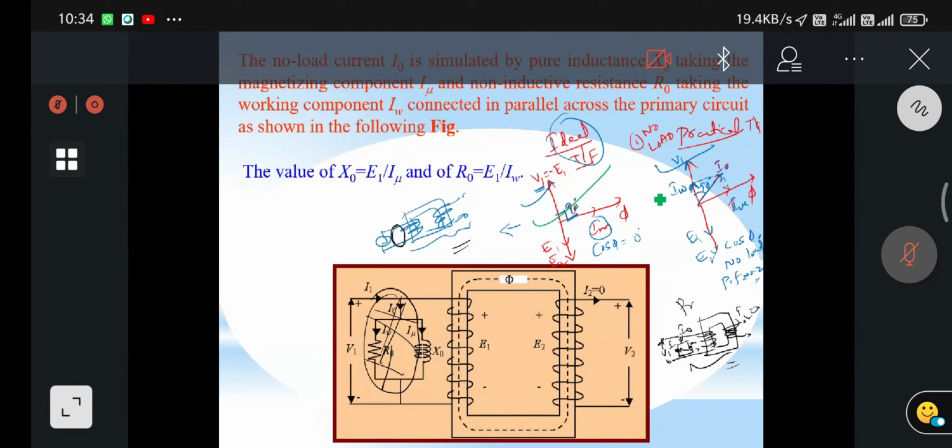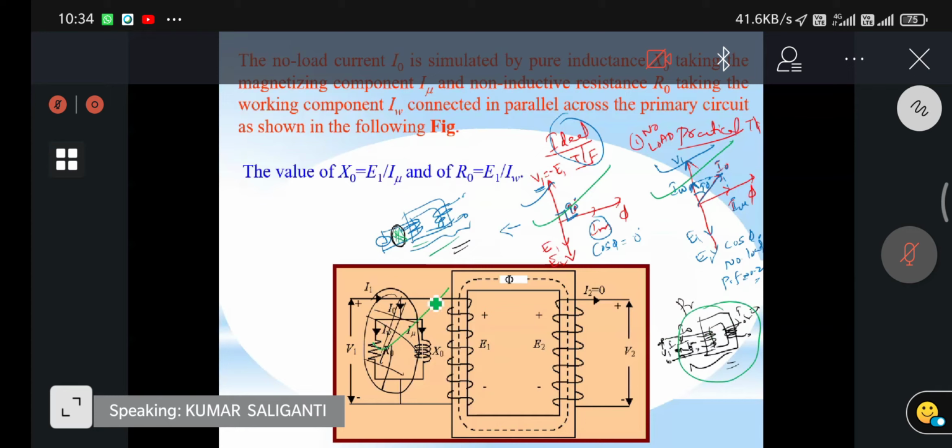So this is the difference between the ideal transformer and the practical transformer. Please remember this. So this is the phasor diagram for the ideal and practical transformer. There is no I naught here, that is why in the ideal transformer it will be like this. In the practical transformer this is present, but in the ideal transformer this is not present.